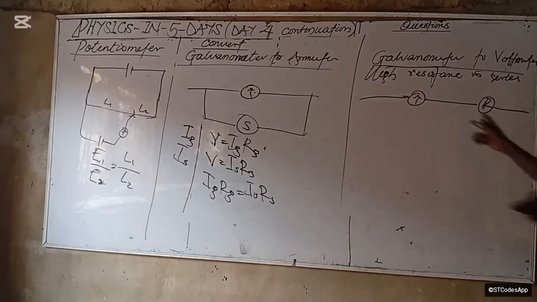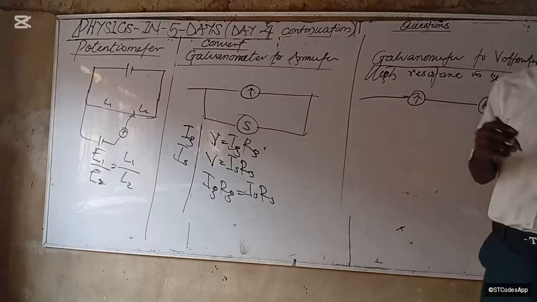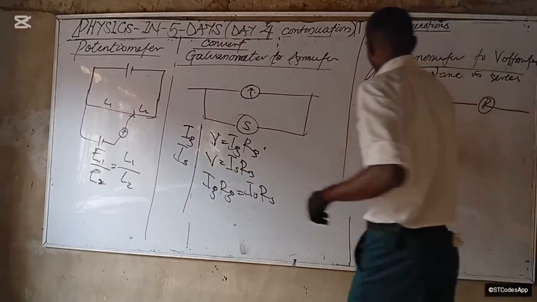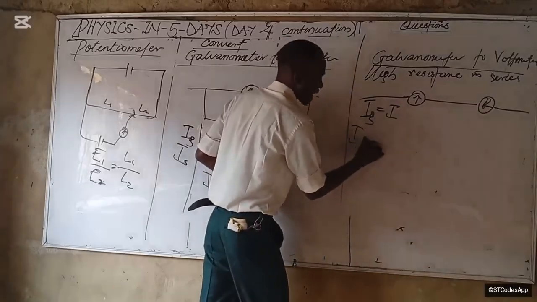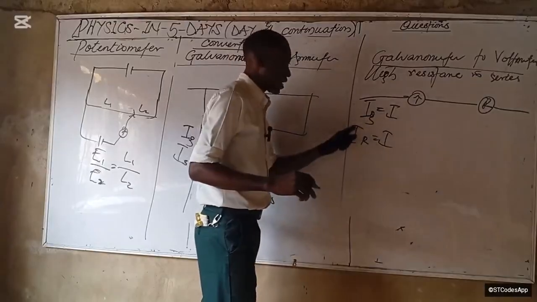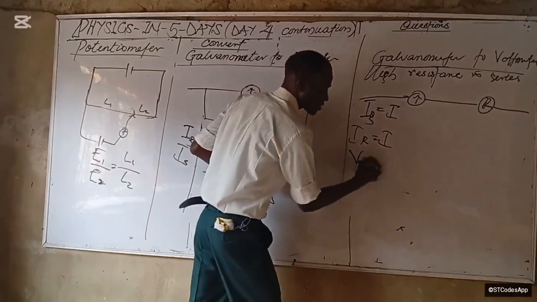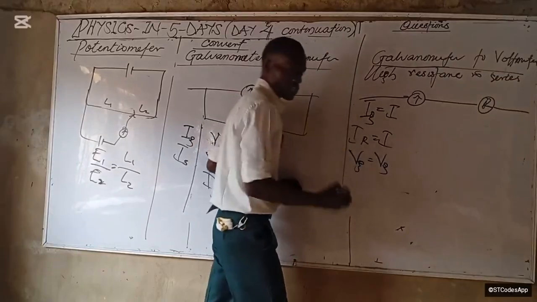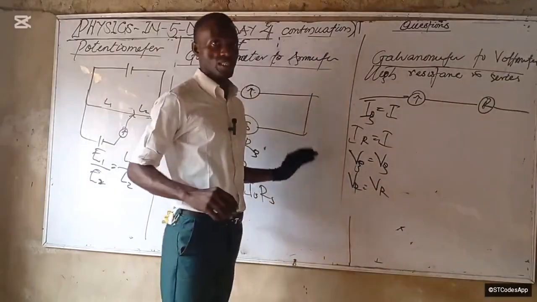So if you connect in series, what will be equal and what will be different? Current will be equal, voltage will be different. The current through the galvanometer is I, and the current through the high resistance wire is I2, the same current. But the voltage through the galvanometer, V sub G, is different, and the voltage through the high resistance, V sub R, is different.